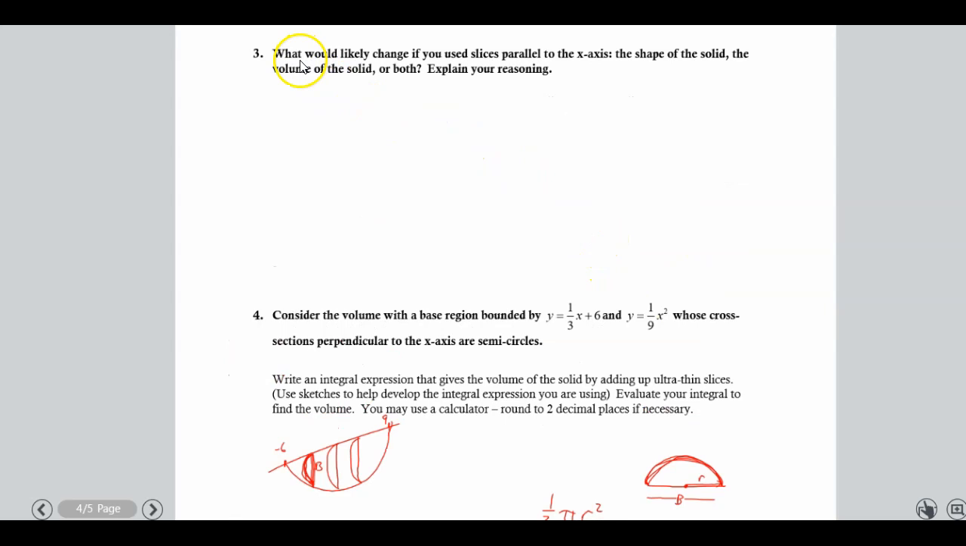Real quick on this one. What would likely change if you use slices parallel to the x-axis instead of perpendicular? Would it change the shape of the solid, the volume of the solid, or both? I'll let you think about that. Pause the video and then we'll have the answer here in a second.